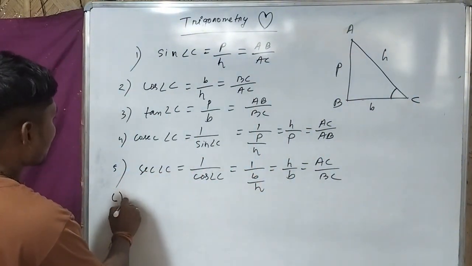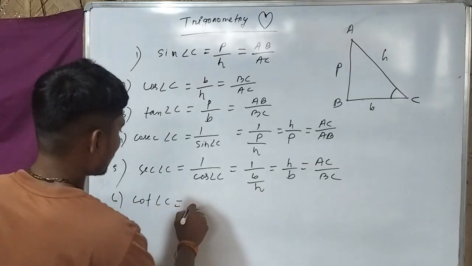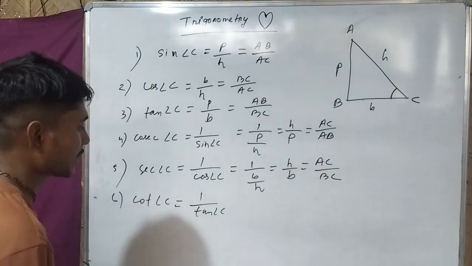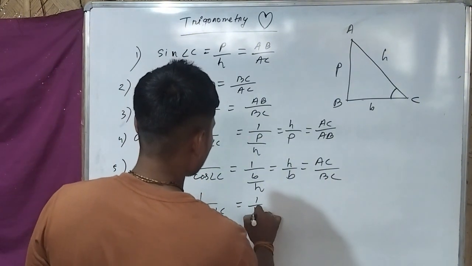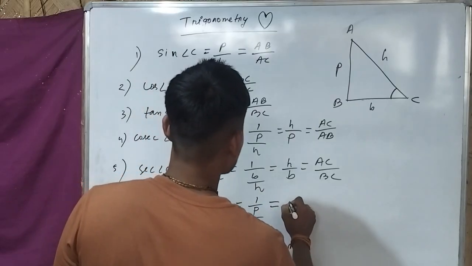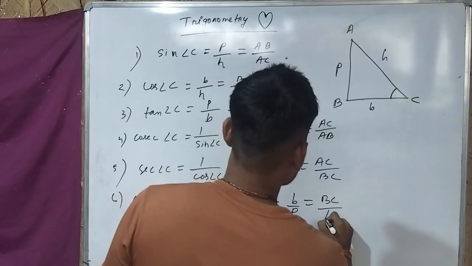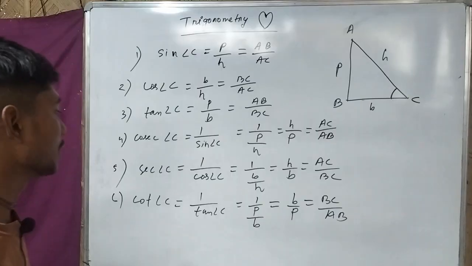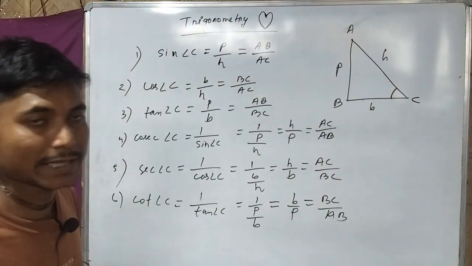Next, number 6, cot. Cot of angle C will be 1 by tan of angle C, that is 1 by perpendicular by base, that is base by perpendicular, that is BC by AB. Base by perpendicular would be your cot of angle C. So I hope it is clear.